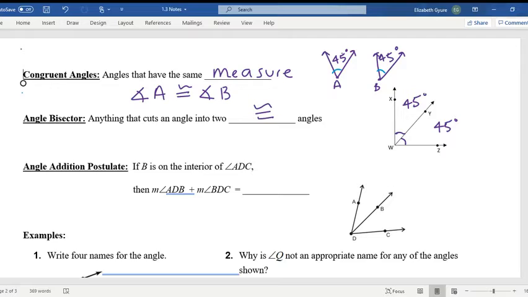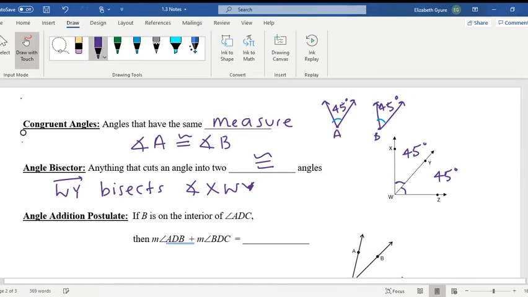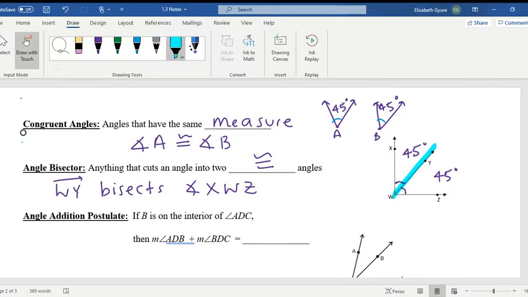So what we would say about this picture is that ray WY bisects angle XWZ. So that's how that would be written. And then just keep in mind here, if I ask you to identify the angle bisector, that's this ray. So ray WY is your angle bisector.